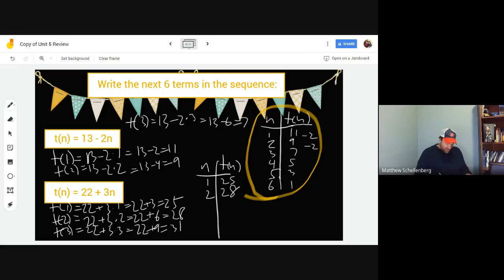So hopefully now you can see the pattern. It's just plus 3 each time. So this would be 34, this would be 37, and this would be 40.